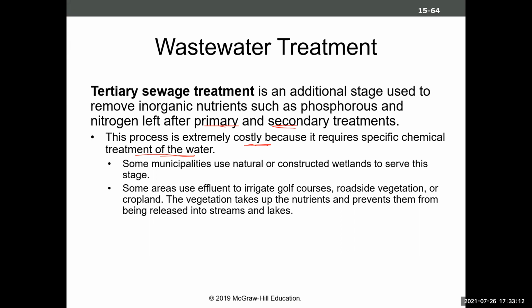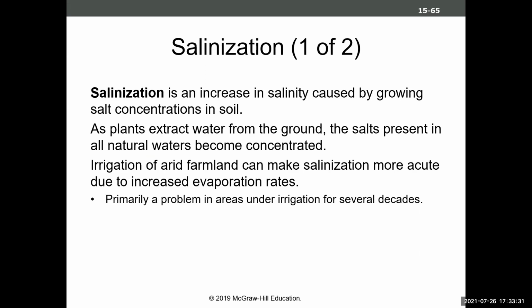Some areas will use effluent to basically irrigate golf courses or vegetation because they take the nutrients from that water and prevent it from being released into the straits, into the lakes and the streams. So pretty interesting ways to deal with those nutrients, not inorganic, the nutrient compounds.